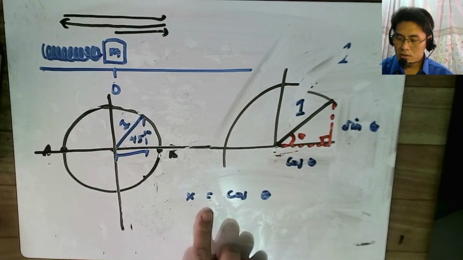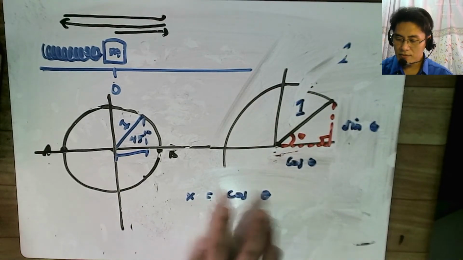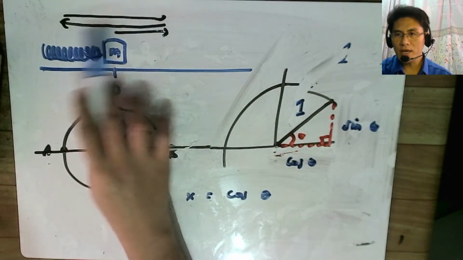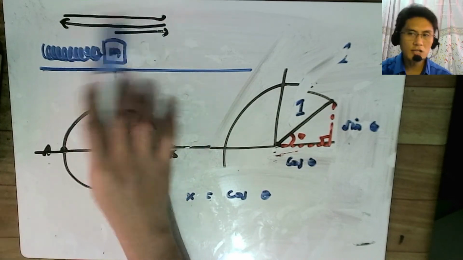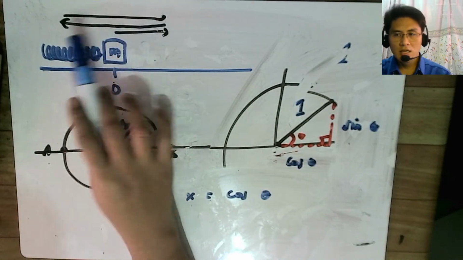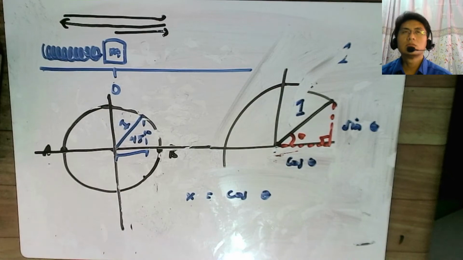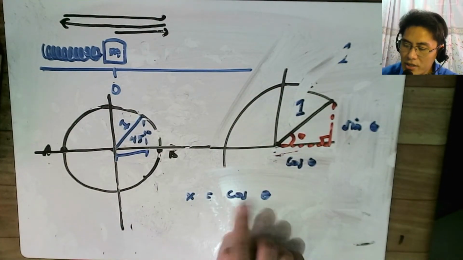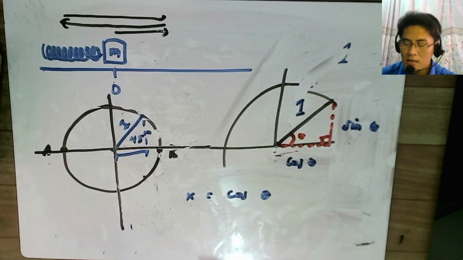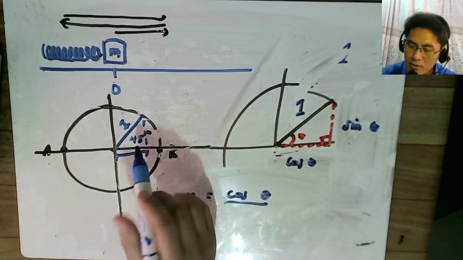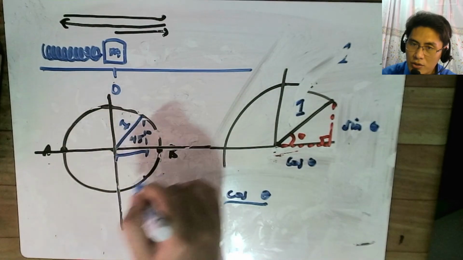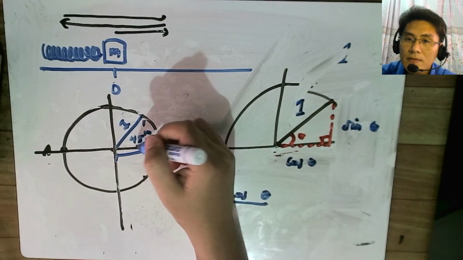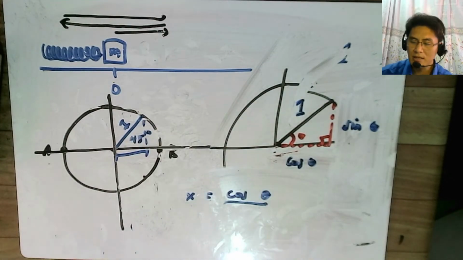Now, okay, sir, that is the x, cosine of theta, so it's here. But this object is moving, right? It's changing. So if it's changing, then it's not just cosine of theta. I mean, it's still cosine of theta, but remember this is doing circular motion. So meaning, this angle is changing.